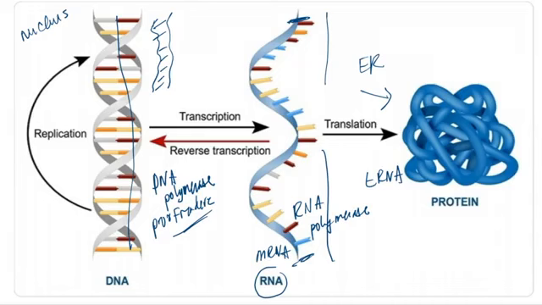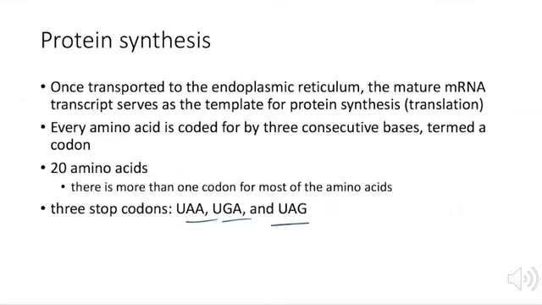And then ultimately, we get the proteins. Every amino acid is coded by 3 consecutive bases, called a codon. There are 20 possible amino acids and only 4 bases. Each single nucleotide cannot specify an amino acid.